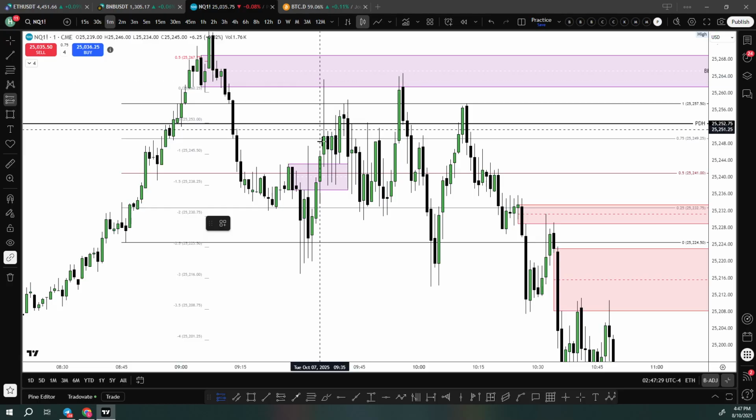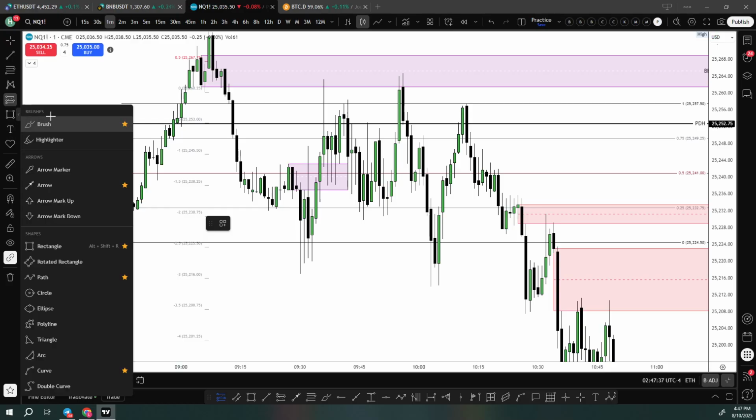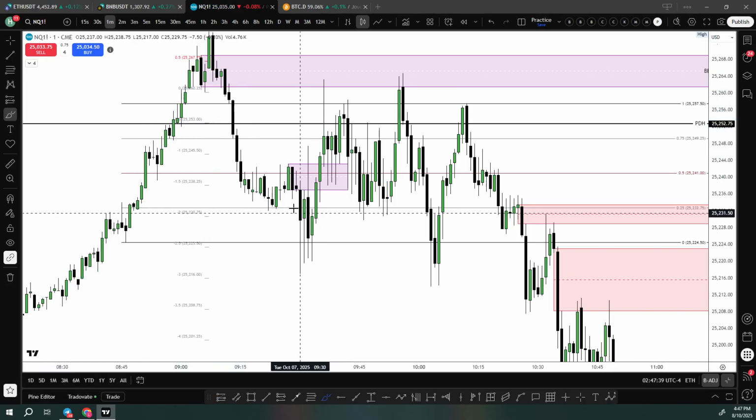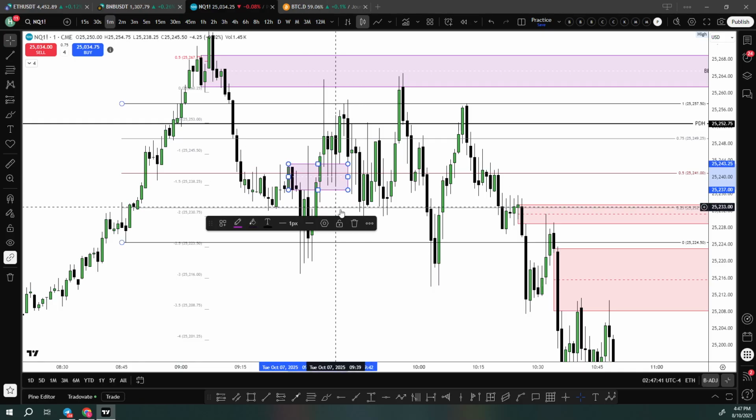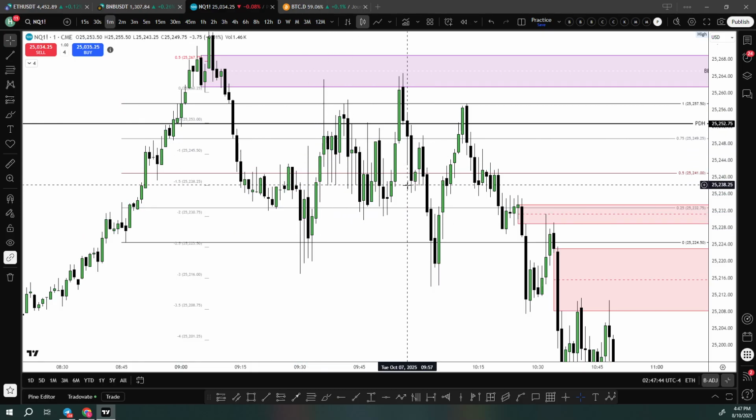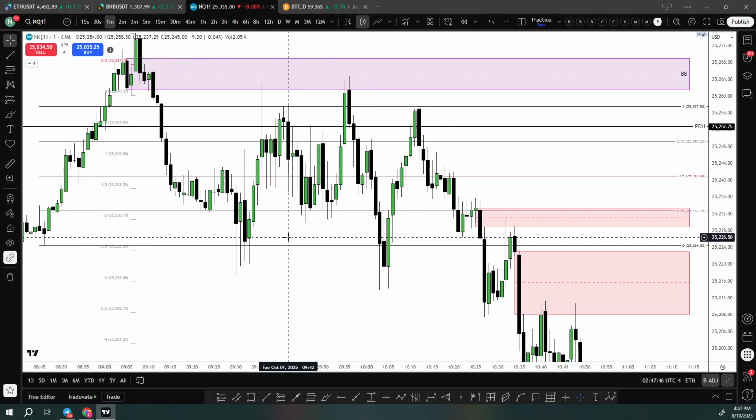But even then, this wick swept all this out. It filled in all of this inefficiency. So really, no. So that's just kind of a shitty non-A plus setup. So patiently waiting.